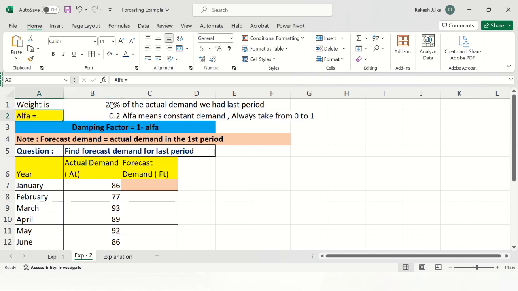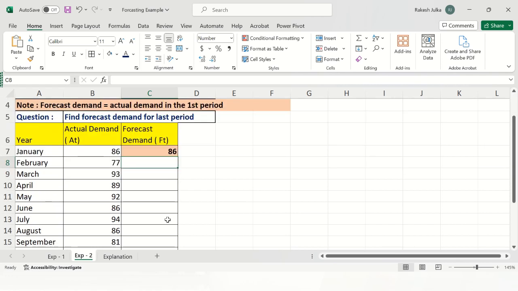Alpha is exactly that 20%, so 0.2 is the alpha. Alpha means constant demand. As I explained, it should be from 0 to 1. Now the damping factor is another factor. If alpha is 20%, the damping factor will be 80%, meaning 1 minus alpha. And we know that at the beginning of the period, the forecast demand will be exactly the same as the actual demand. So I'm just putting it here like this.